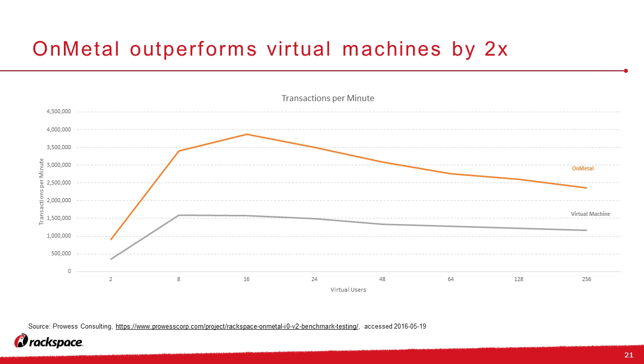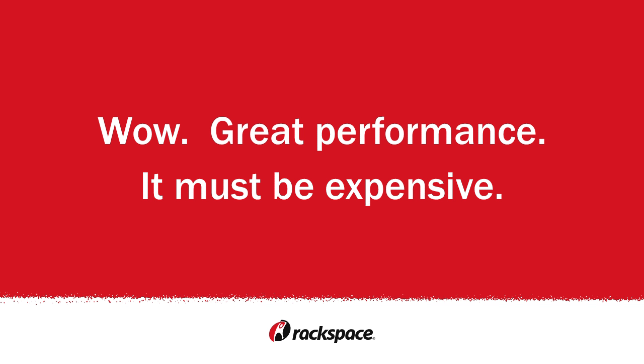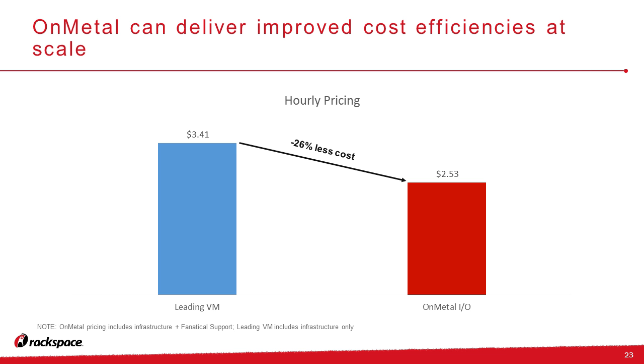Of course, all that's great, but how much does it cost? And this is where the story gets really interesting. When you look at that exact configuration that Prowess tested compared against our OnMetal IO, the cost was 26% less. And of course, not only does this translate to the individual unit cost of a server being 26% less, but when you're able to get twice the performance of a VM out of a single bare metal server, you're able to consolidate your infrastructure by up to 50%.